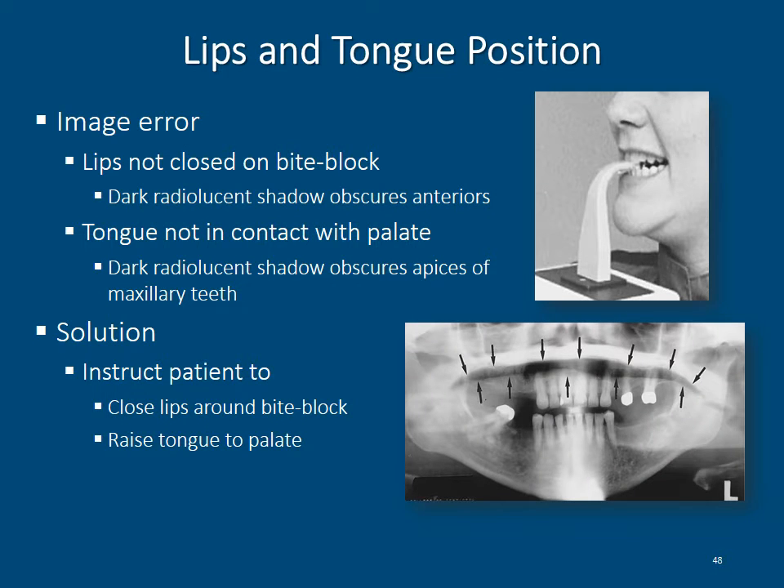We also have errors when the lips and the tongue are not placed in the proper position. If the lips are not closed tightly around the bite block, they will create a darkened radiolucent shadow obscuring the anterior teeth. If the tongue is not placed firmly against the palate, it also will create a dark radiolucent shadow obscuring the apices of the maxillary teeth and even the posterior teeth. The solution is to ensure that the patient has their lips tightly pursed around the bite block and that the tongue remains pressed against the palate through the entire exposure.